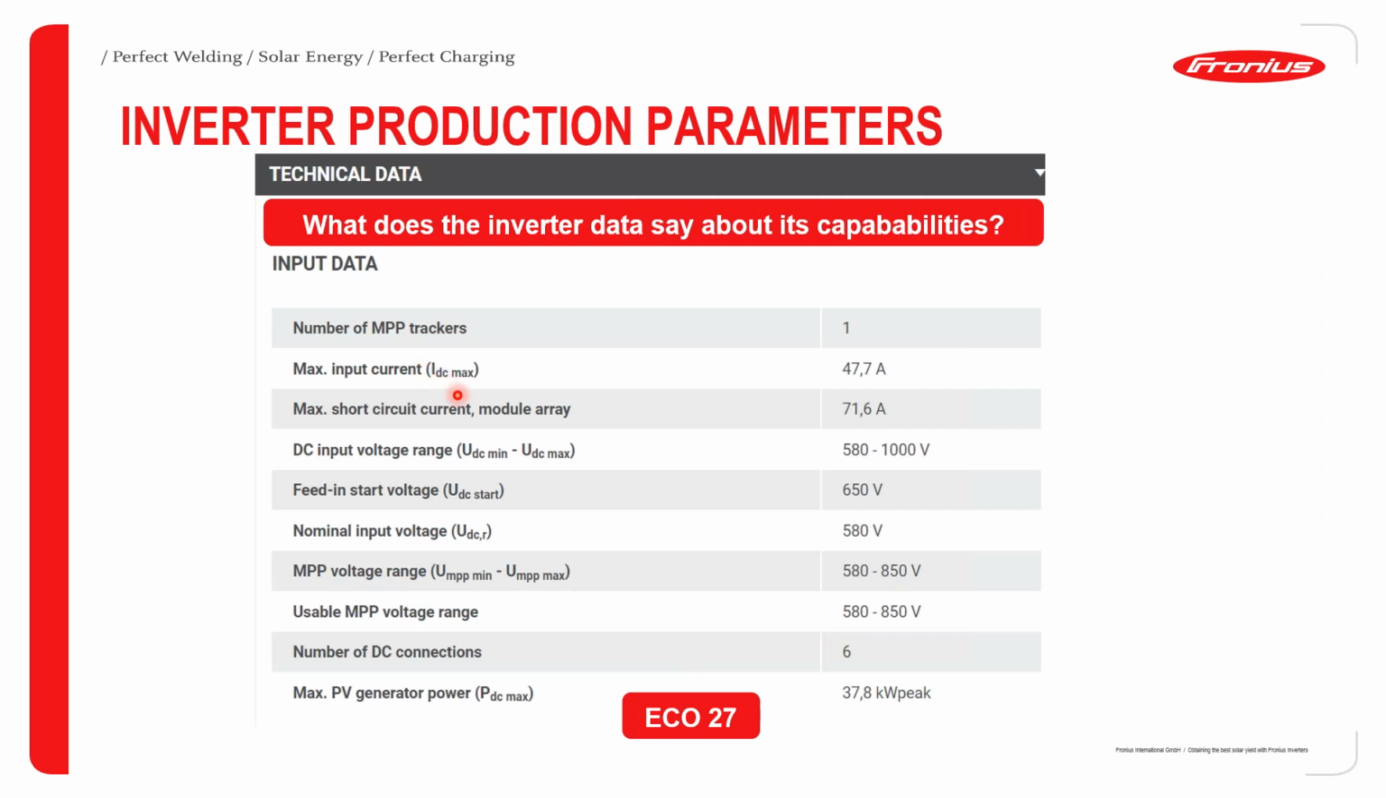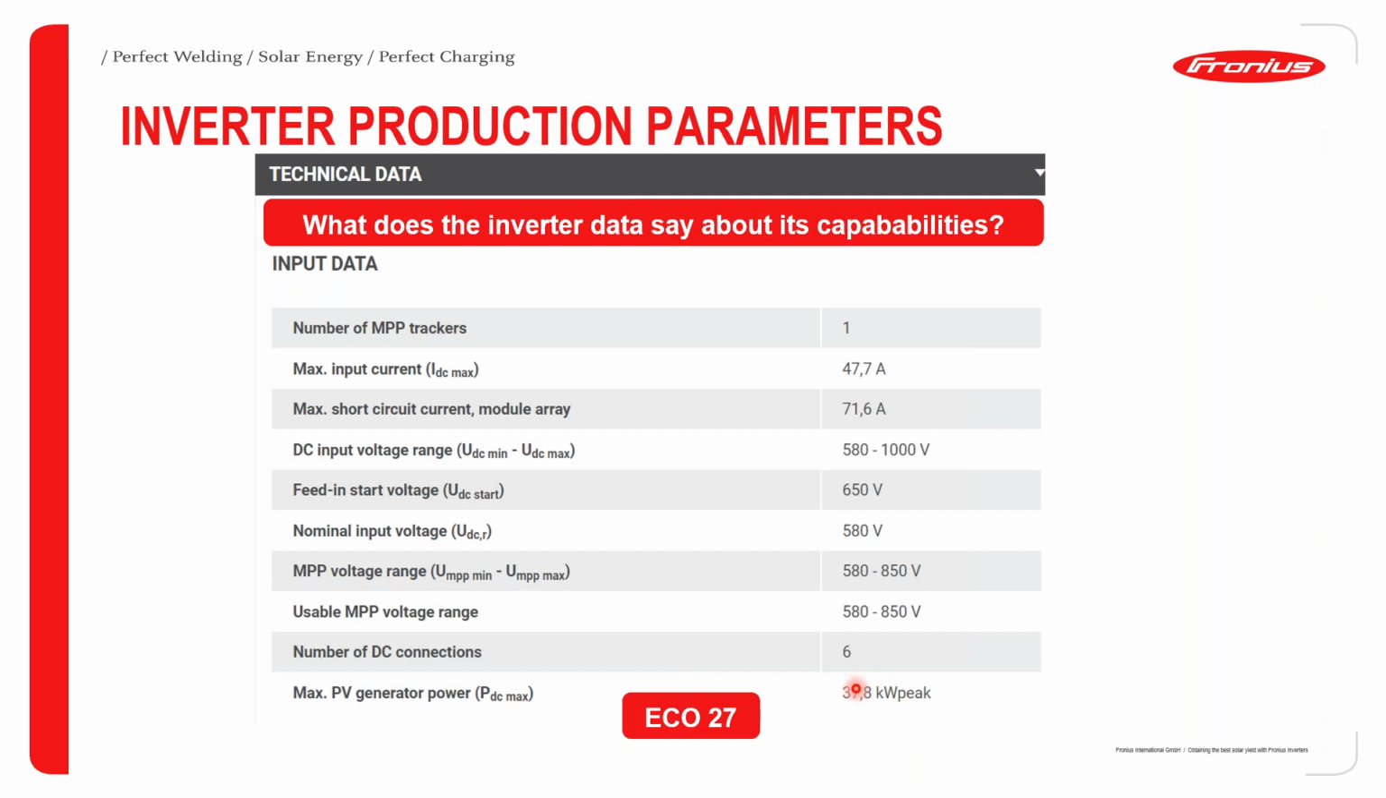Please take note of the short circuit current and the maximum input current, as you can see. And then, most importantly, the DC input range, which is 580 to 1000 volts, and then the feed-in start voltage, which is the voltage threshold that must be reached for the inverter to kickstart production, and then the nominal input voltage. Also notable is the number of DC connections, meaning that we can connect up to 6 strings, and then the maximum PV generator on the DC side.